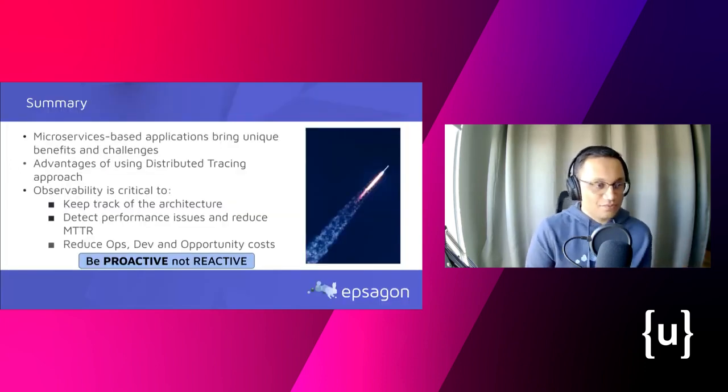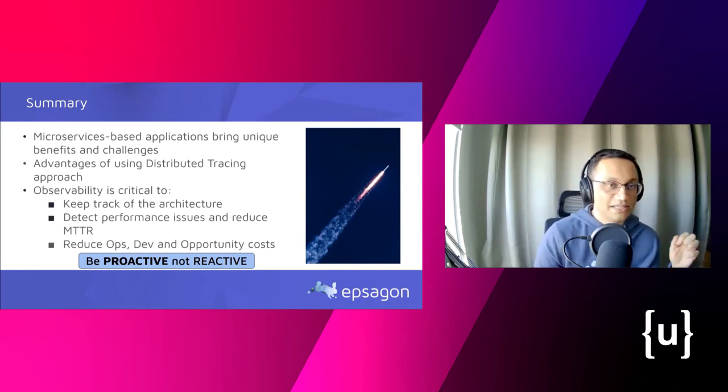So let's recap what we saw in this session. We saw that microservices-based applications have their unique benefits and challenges. We saw the challenges with respect to observability. We also saw how observability using a distributed tracing-based solution has its own unique advantages and is a perfect fit for the microservices world. Observability built using a distributed tracing-based solution helps you keep track of your entire architecture, detect performance issues, and reduce mean time to detection and resolution, as well as save a bunch of costs.